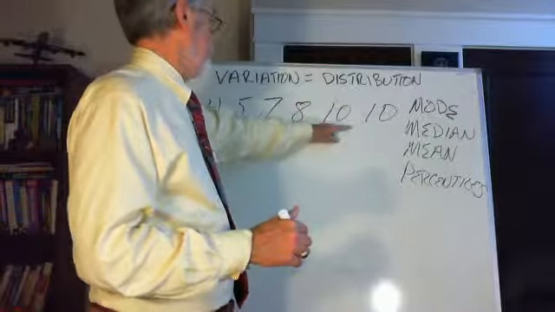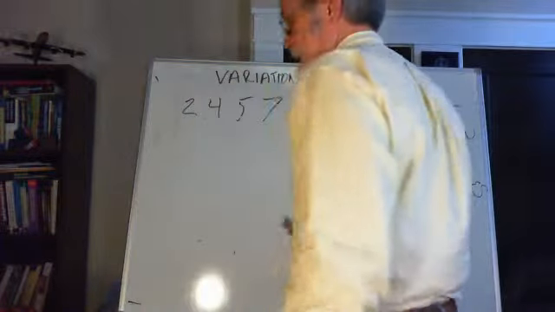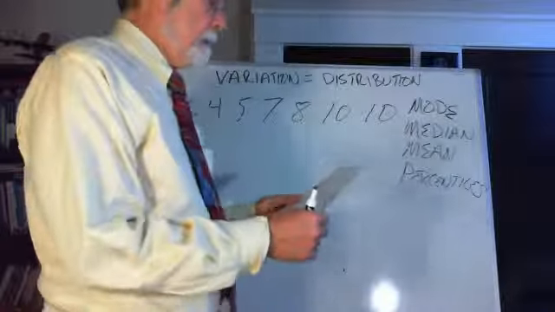let's look at this. It's 1, 2, 3, 4, what would you say, this was 7, right? A 7 value distribution.